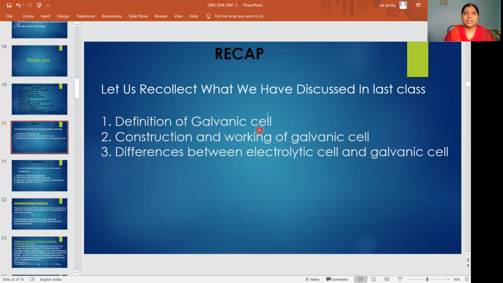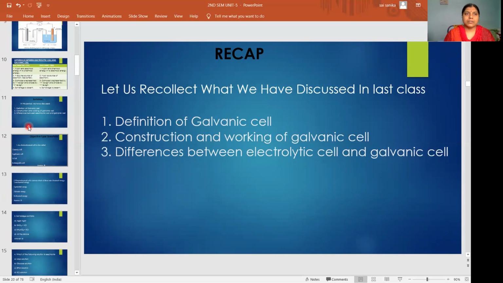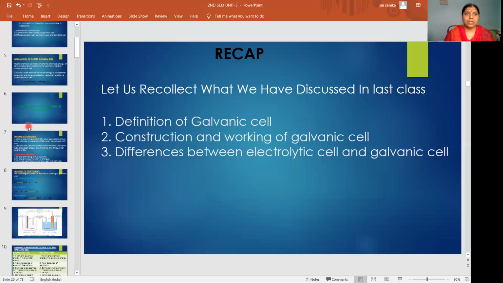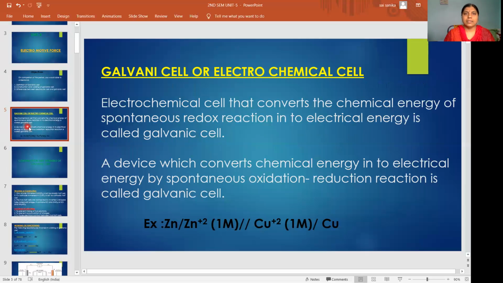So what is a galvanic cell? It is a device which converts chemical energy into electrical energy. This galvanic cell is also called an electrochemical cell. In this cell, a spontaneous redox reaction is taking place. Due to that spontaneous redox reaction, chemical energy is converted into electrical energy. So this is the representation of a galvanic cell.